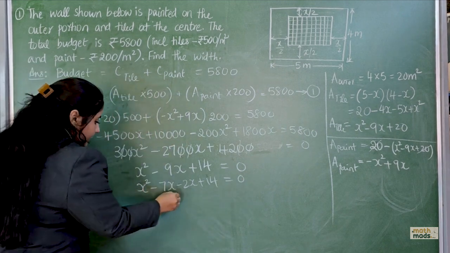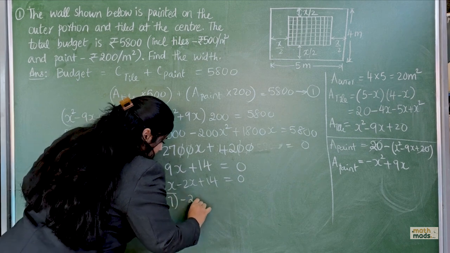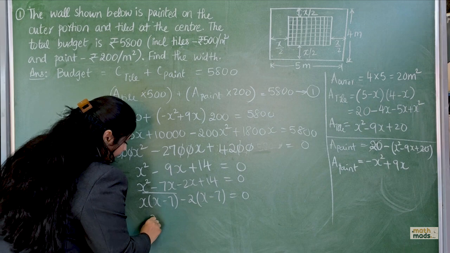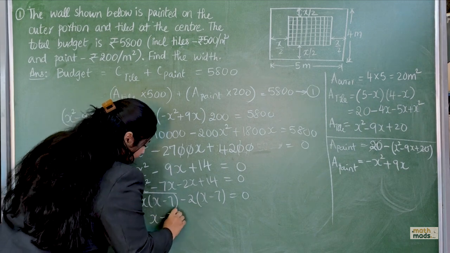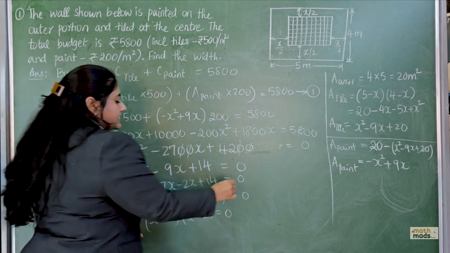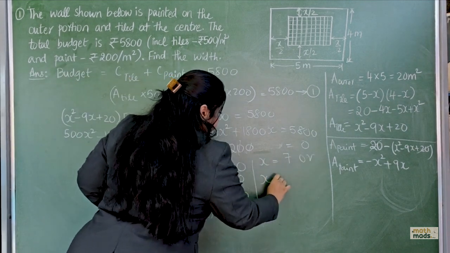Now what should I take common here from these two terms? x into x minus 7 minus 2 into x minus 7 will give me 0. So x minus 7 into x minus 2 is equal to 0. So x can be 7 or x can be 2.